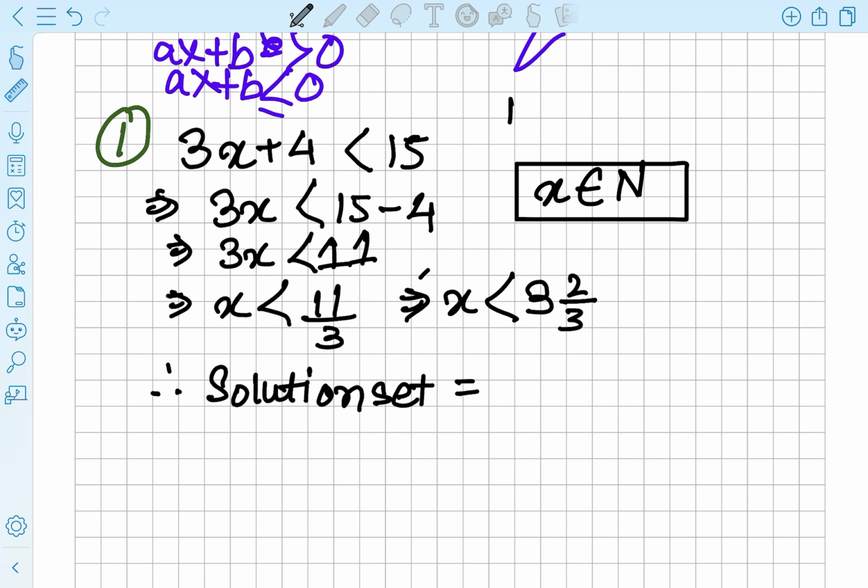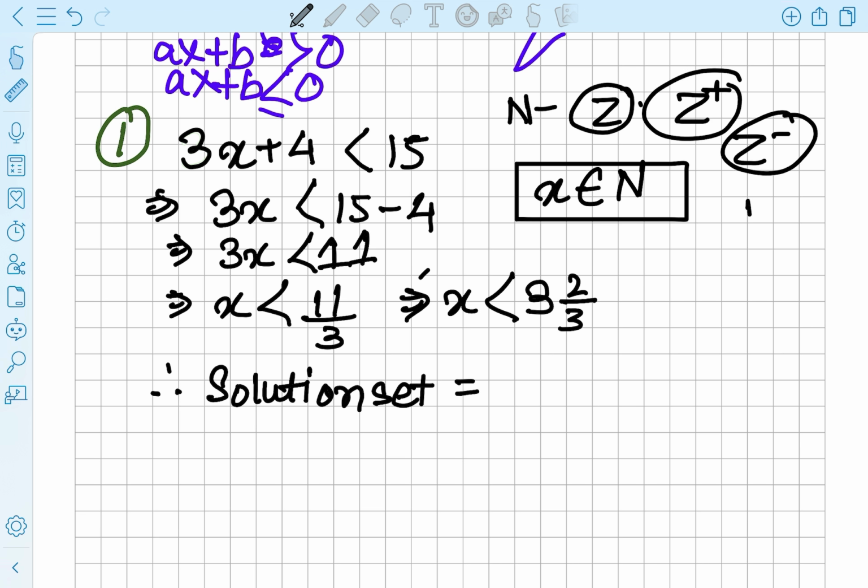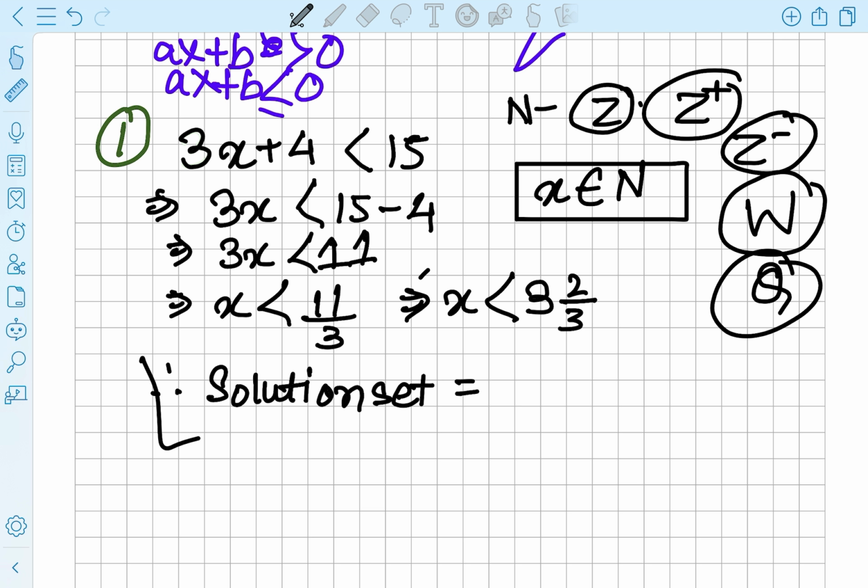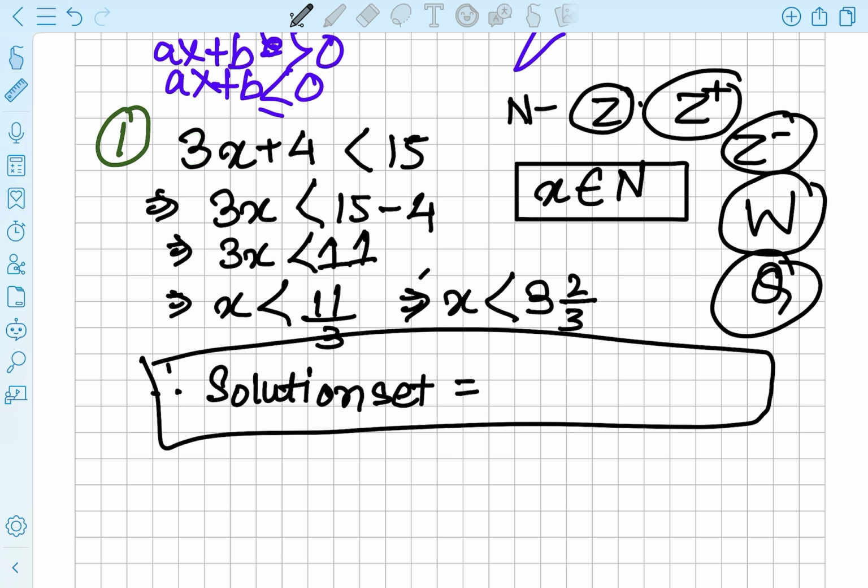Remember, N is the set of all natural numbers, Z is the set of all integers, Z plus is all positive integers, Z minus is all negative integers, W is all whole numbers starting from 0, and Q is all rational numbers. You have to remember these symbols if you want to solve linear inequalities, and it's very important to make a solution set. A few students leave the sum after just doing this part, but that is absolutely incorrect. This is correct, but you have to make a solution set.